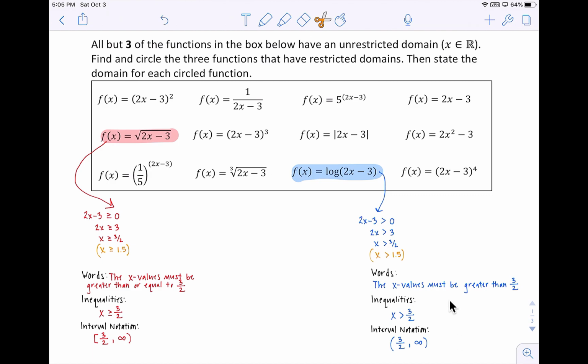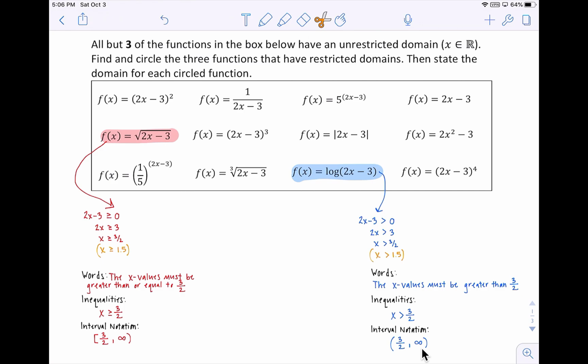And so again, we can express the domain 3 ways. We can say it in words: the x values must be greater than 3/2. We can use an inequality, x is greater than 3/2. Or we can use interval notation, which says that x can be any number on the number line as long as it's bigger than 3/2 but smaller than infinity. Somewhere between 1.5 and infinity.